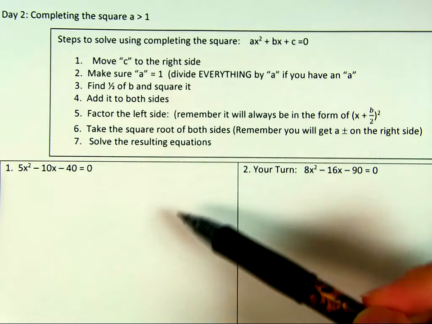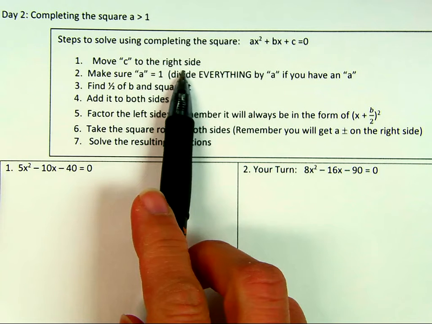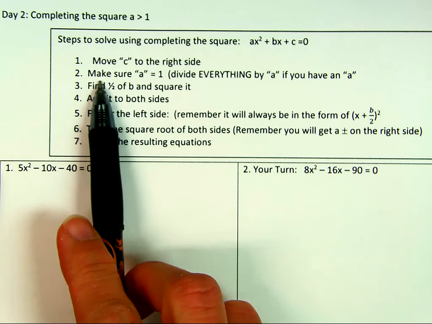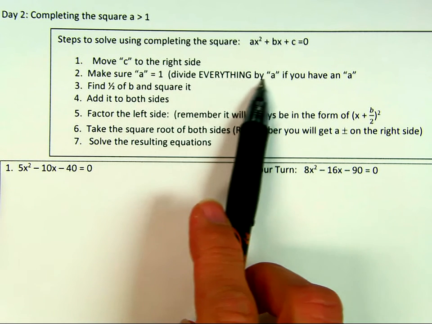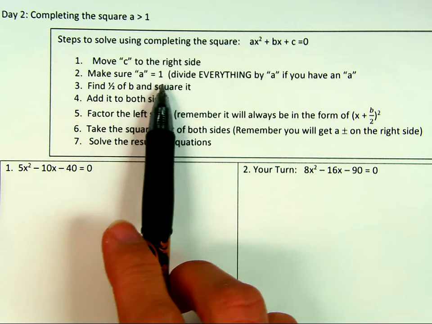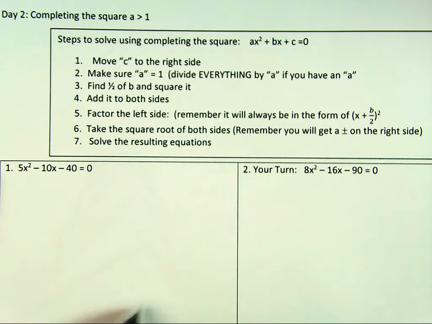So here are our steps. We're still going to move c to the right side like we did yesterday. But now we have to do this step too. A is not 1, so we're going to have to divide everything by a. Oh, I guess we're not doing factoring until we change it to vertex form. That's the next video. Okay, so we're just going to solve quadratic equations by completing the square.